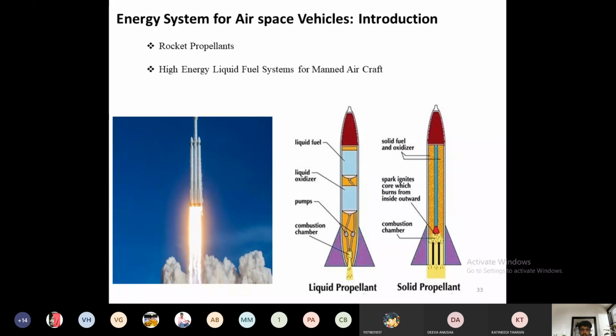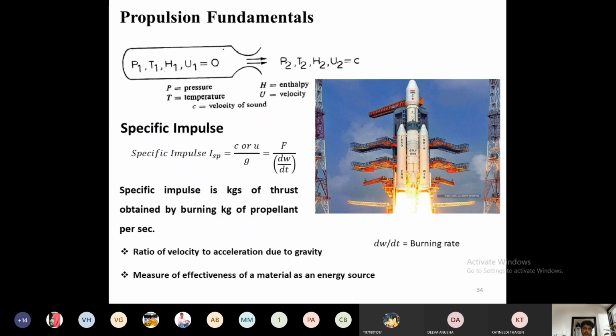Okay, in the morning we discussed the energy system for aerospace vehicles, which are rocket propellants, and others are high energy chemicals, high energy liquid chemicals for the manned aircraft. Then the next topic is fundamentals of propulsion system. Have you ever wondered why a rocket will fly at a high speed or at a high altitude? The major responsible criterion behind this flying of a rocket is the specific impulse, which is created by specific propellants which we charge into the rocket combustion system.